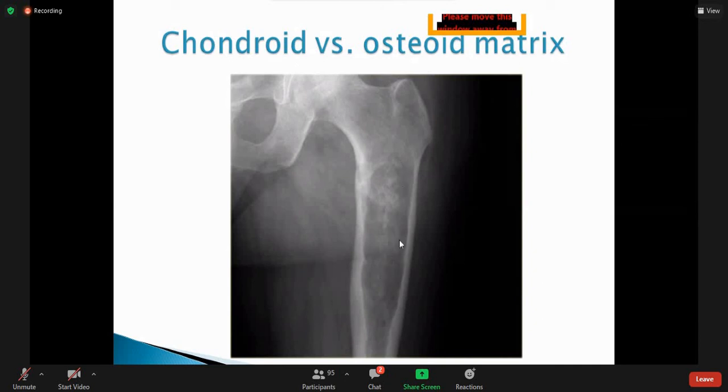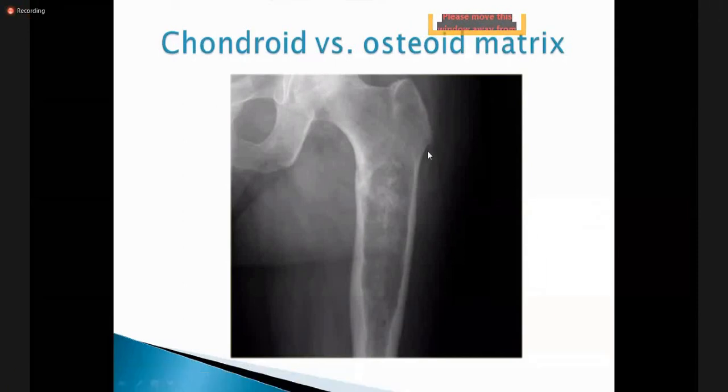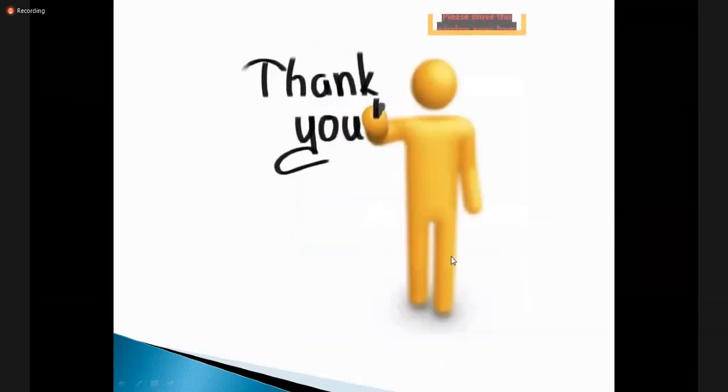The lesion is intramedullary, which is causing endosteal scalloping. This is the pressure remodeling of the inner endosteum of the bone. And there is no cortical destruction, no periosteal reaction, but there is a wide zone of transition. So it is a chondrosarcoma. So now you can ask the question if you have any.